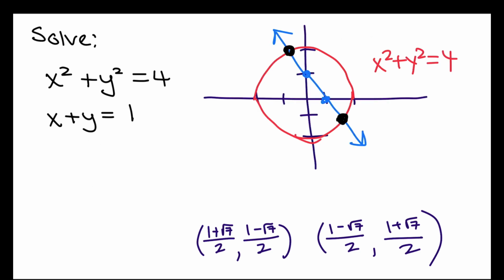Geometrically, or visually, what's happening here: x squared plus y squared equals 4 is a circle of radius 2, and x plus y equals 1 is a line with intercepts at (1, 0) and (0, 1). And there are two intersection points that we have found.